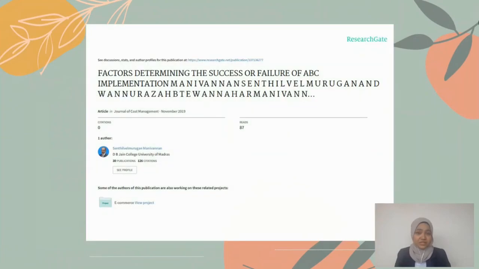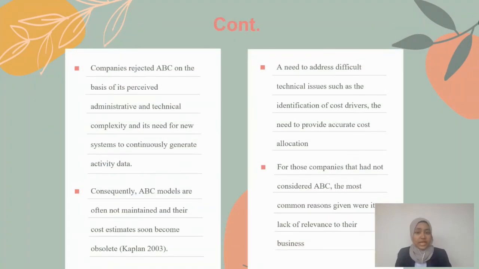Lastly, based on these articles, companies rejected ABC on the basis of its perceived administrative and technical complexity and its need for new systems to continuously generate activity data. Consequently, ABC models are often not maintained, and for those companies that had not considered ABC, the most common reason given was its lack of relevance to their business. So, with that, I thank you.